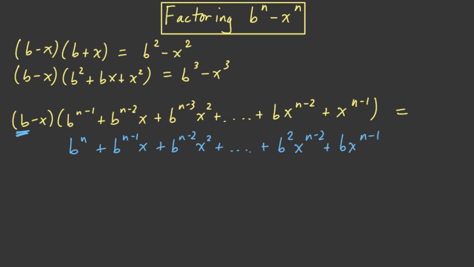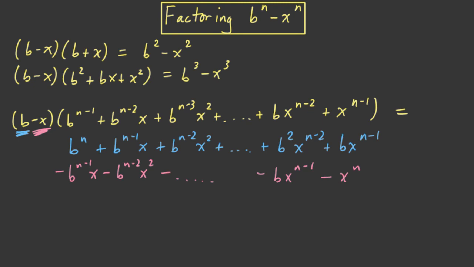So that's everything here multiplied by the b, and then we have this minus x that we still need to multiply by everything. And we're going to get minus b to the n minus 1 times x minus b to the n minus 2 times x squared, etc., etc. The next to last term is minus b times x to the n minus 1, and then finally minus x to the n. So we've multiplied everything out, and look what happens.